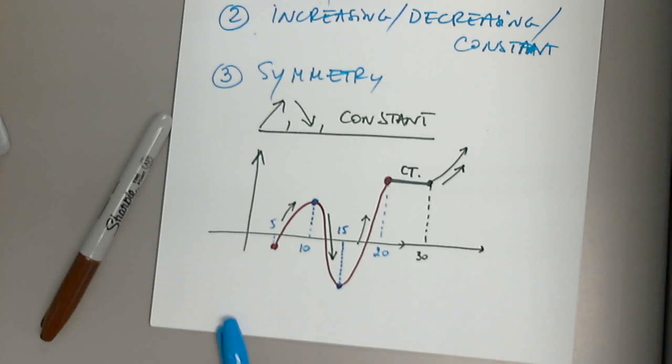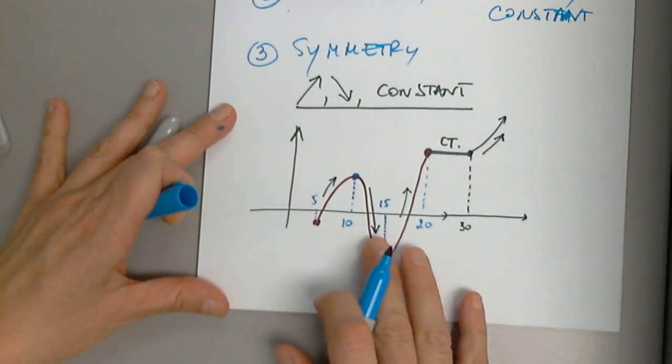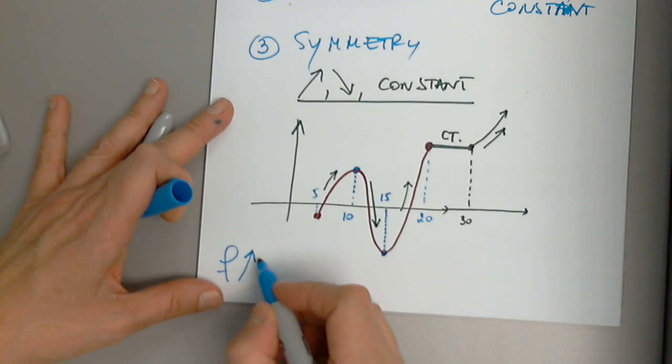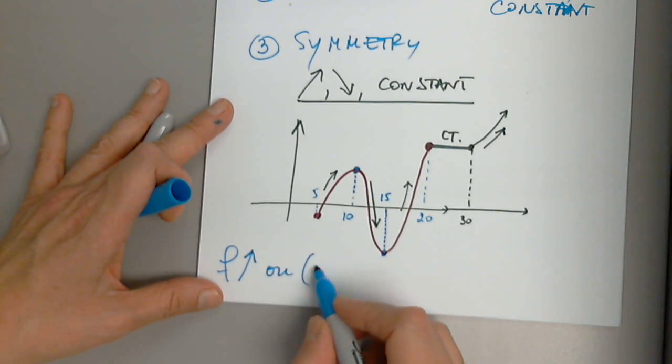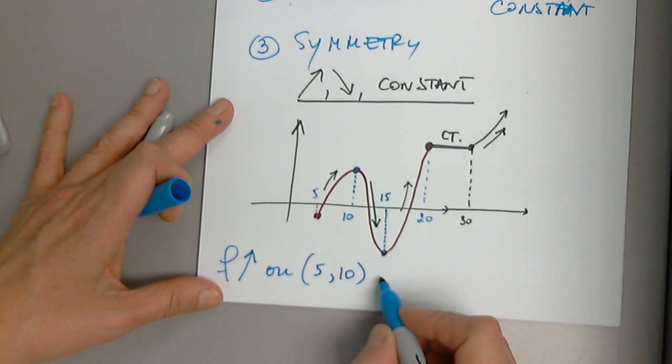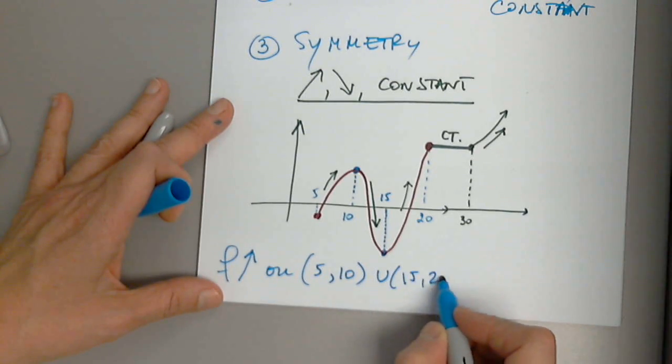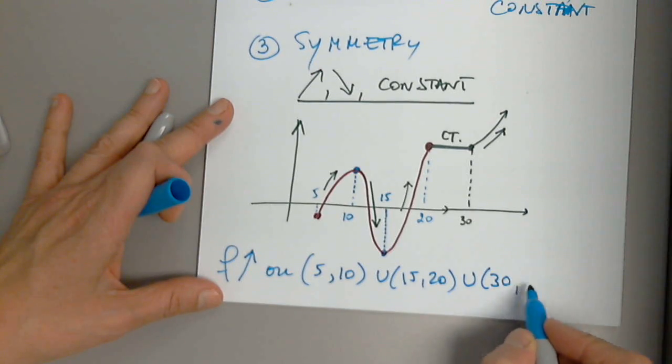So these intervals are very important. But remember one thing, there are intervals for x in which we observe the trend. We notice the trend going up or down or constant, not from which value to which value. So here's how I would write my answer for this function. f is increasing on the open interval (5, 10) union (15, 20) union (30, infinity).